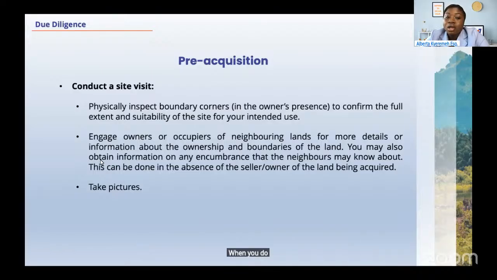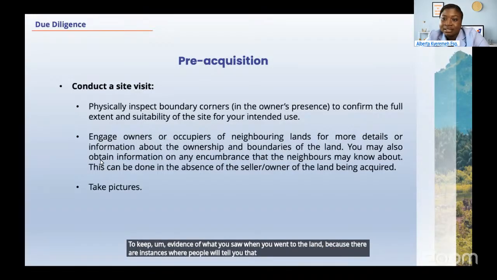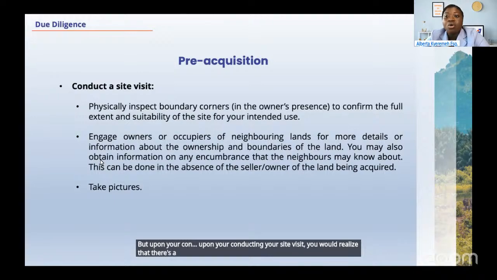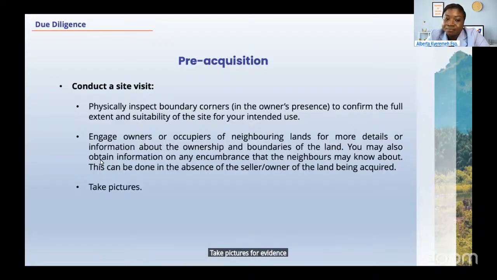When you do your site visits, it's also very important to take pictures to keep evidence of what you saw when you went to the land, because there are instances where people will tell you that it is a bare land that I'm selling to you. But upon your conducting your site visit, you would realize that there's a structure on the land, or there's a wall on the land, or there's any other property on the land. Take pictures for evidence.